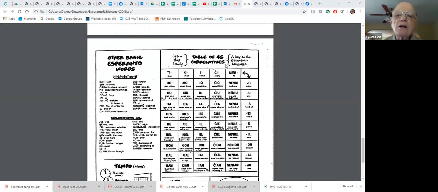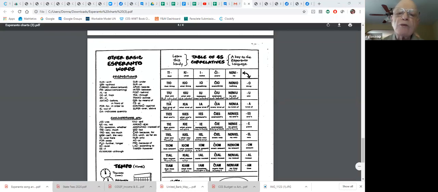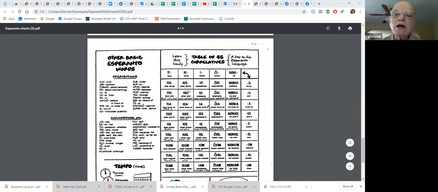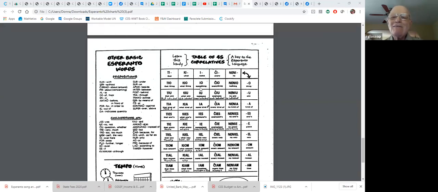The next one to the right is kiel, what thing? The next one is iel, something. That's very handy. If somebody says, say something for me in Esperanto, just say iel. That's how you say something in Esperanto. And ĉio is everything. And nenio is nothing. So you see how logical it is.